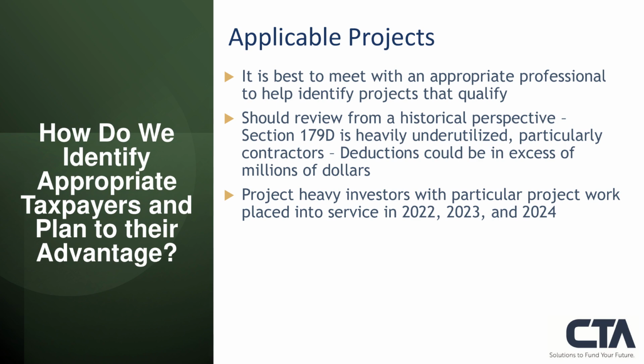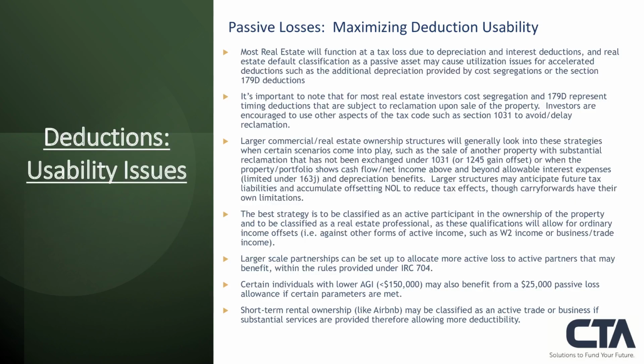We've found millions and millions of dollars in deductions out there for folks that just have not asked for an allocation letter from a government building, right? So if they've been working on this, why not take advantage of these deductions? Why not get as much deductions as you possibly can? And then you also want to look for project heavy investors with particular project work placed in service in 22, 23, 24. So I'm talking about those large taxpayers. Those are the kind of guys that we really want to look for, right?